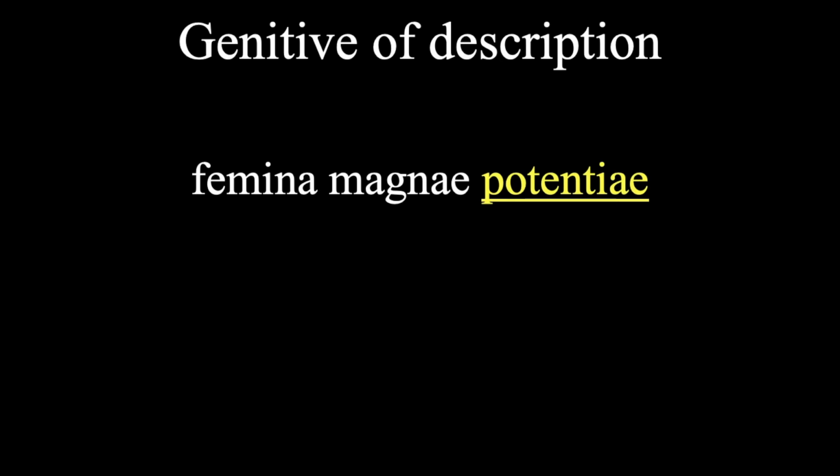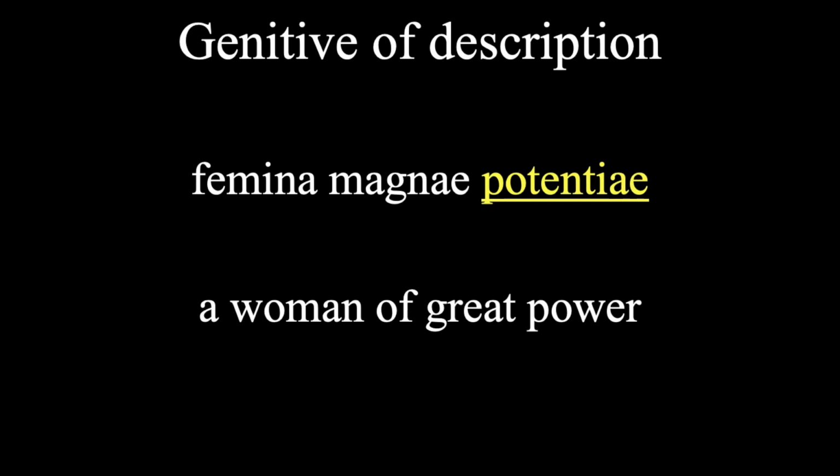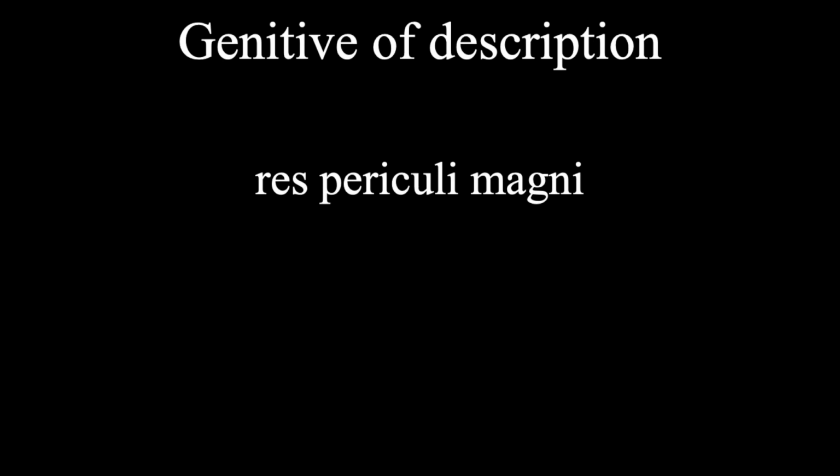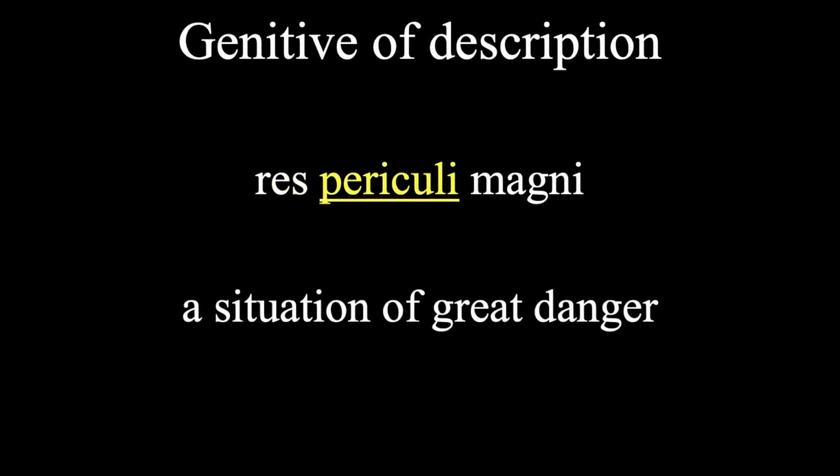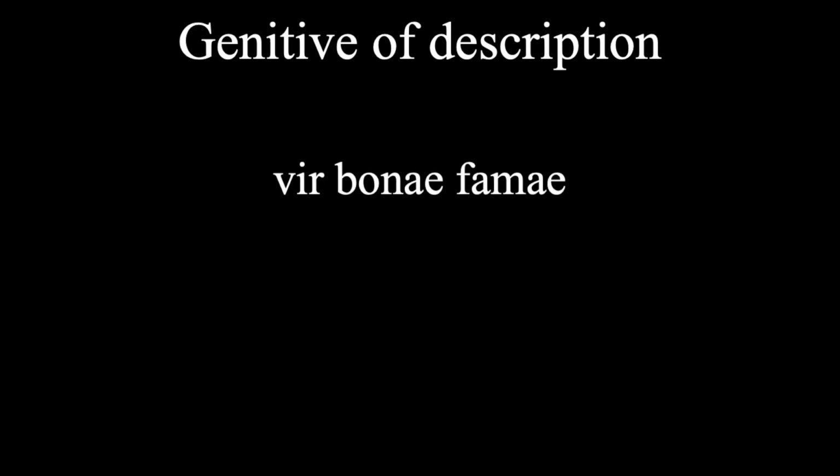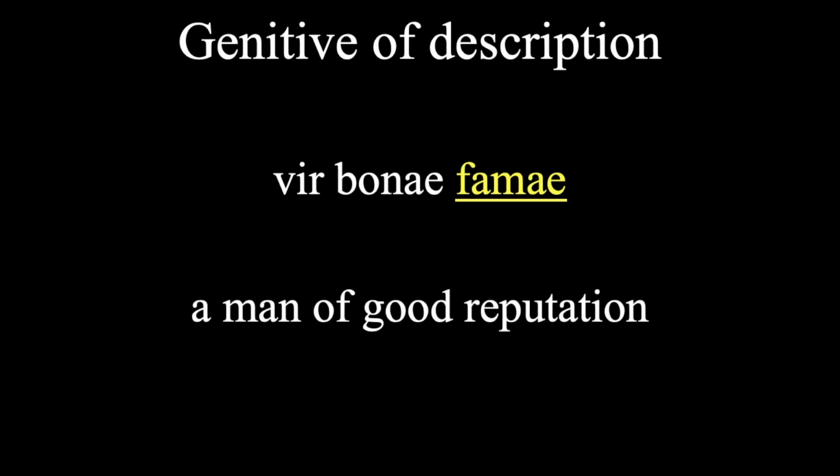Potentiae is the genitive noun there, so we'll add the word of there, and we get a woman of great power. Okay, next example. Res periculi magni. The word res is actually a fifth declension noun, so we obviously haven't learned it yet, and it means situation. Periculi is the genitive here, so this means a situation of great danger. And one more example. Vir bonae famae. Famae is the genitive here, so this means a man of good reputation.